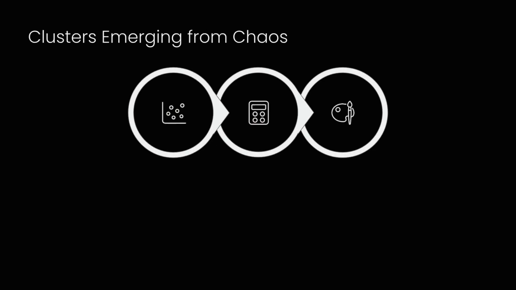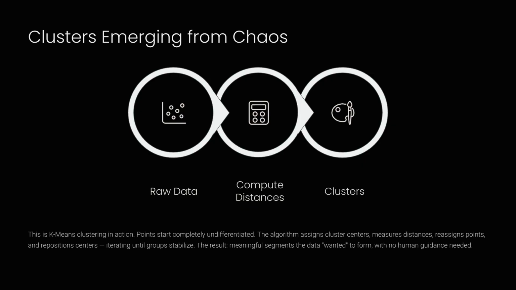K-means clustering is an example of finding structure from chaos. It iteratively assigns points to cluster centers, measures distances, reassigns, and repositions centers until groups stabilize, creating meaningful data segments without human input.